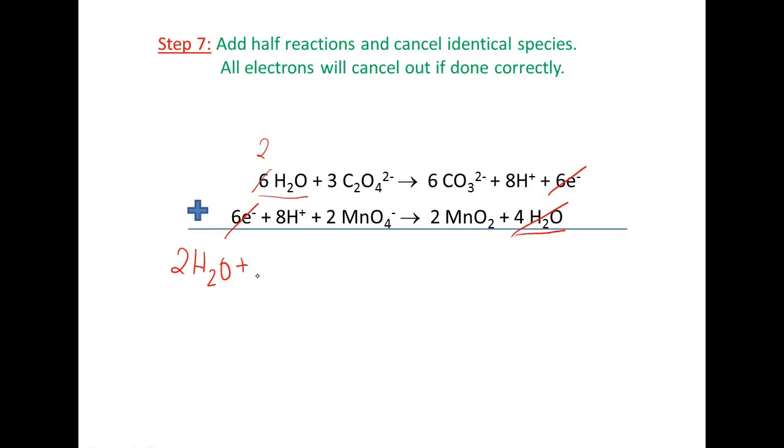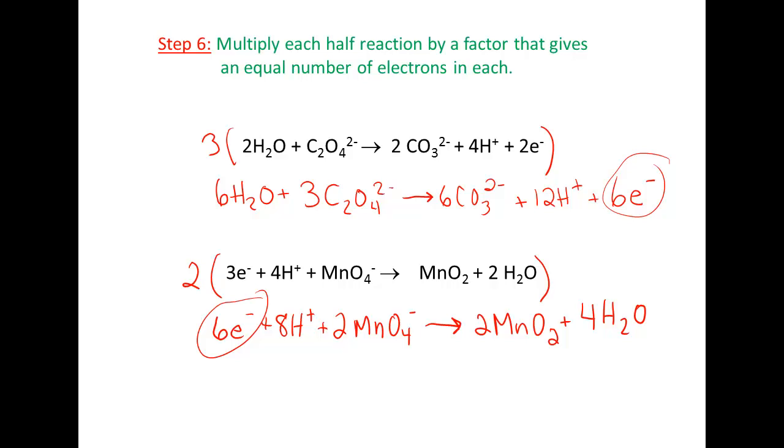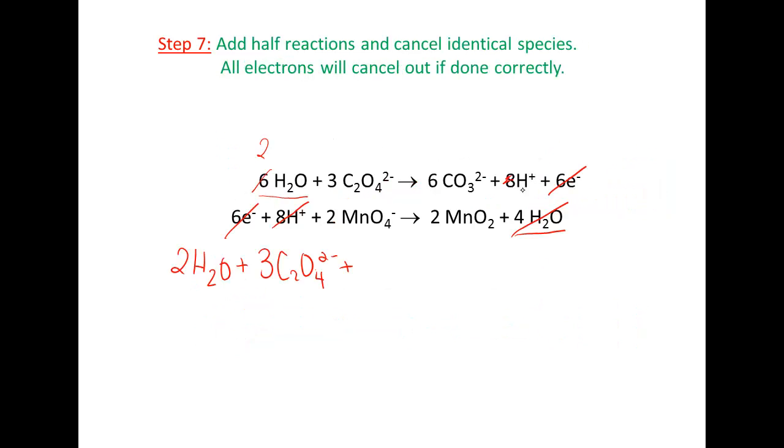plus 3 of the C2O4 2-, plus, let's look at our H pluses. Those are actually going to cancel out. Do they actually cancel out? Let me look. Oh, look, I have a typo. That should be a 12. So let's change that to a 12. I didn't think they canceled out. So these 8 cancel out, and we're left with 4 on the right side. So that cancels out to 4. Sorry about that typo.